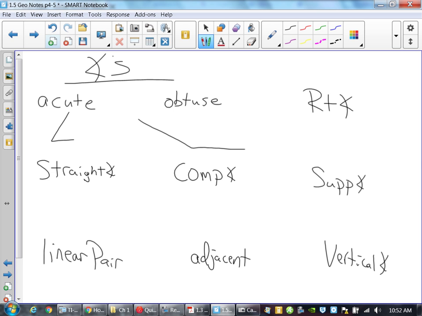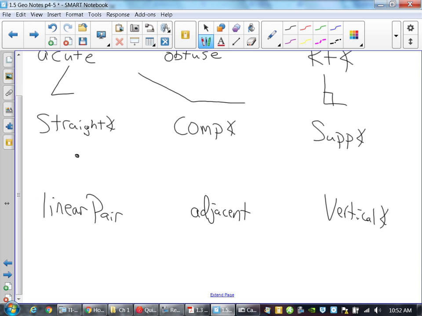What do you do with the right angle? 90 degrees. But how do you show that it is 90 degrees? Put the square in the corner. Good. Perfect. Gotta have that little square in the corner. Okay. What's a straight angle? It's a line. A straight angle is basically two opposite rays. It's 180 degrees.